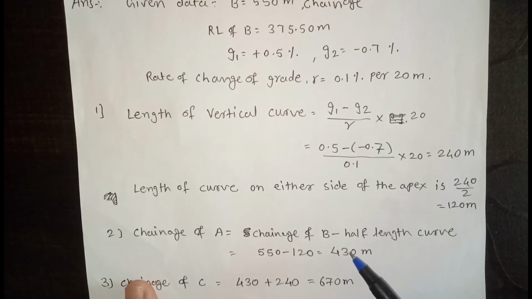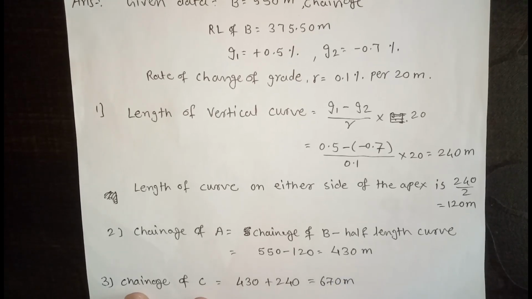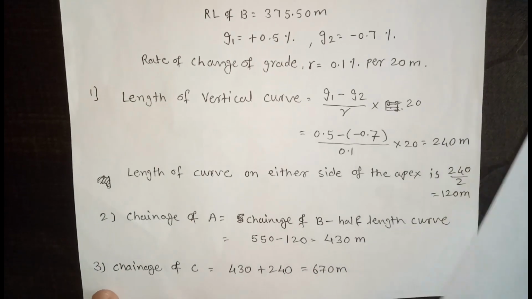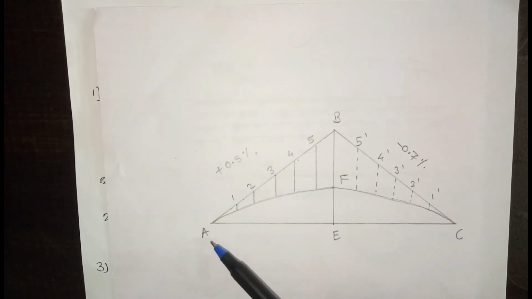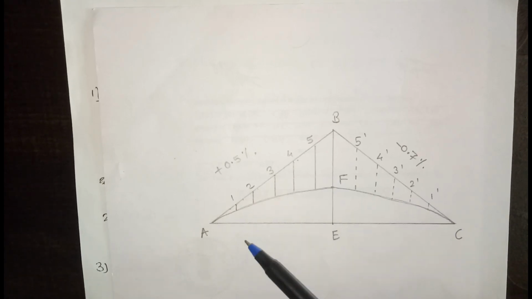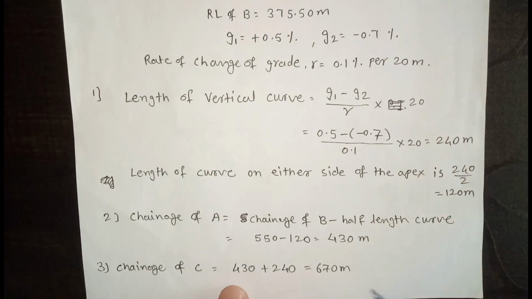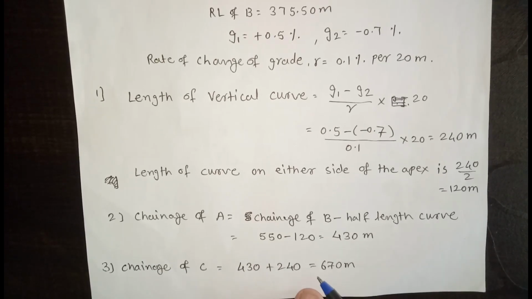Now we have to calculate chainage of C. The chainage of C is equal to chainage of A plus length of curve. Chainage of A is 430 meter and length of curve is 240 meter. So we just got chainage of C, 670 meter.